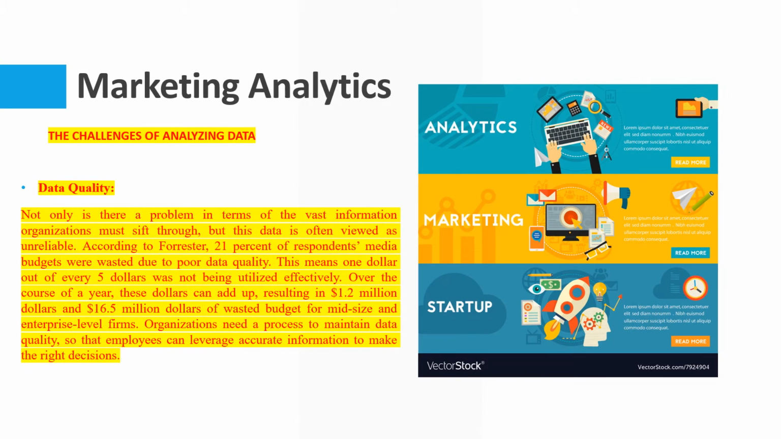2. Data quality. Not only is there a problem in terms of the vast information organizations must sift through, but this data is often viewed as unreliable. According to Forrester, 21% of respondents' media budgets were wasted due to poor data quality. This means $1 out of every $5 was not being utilized effectively.